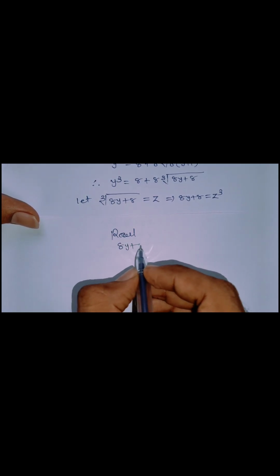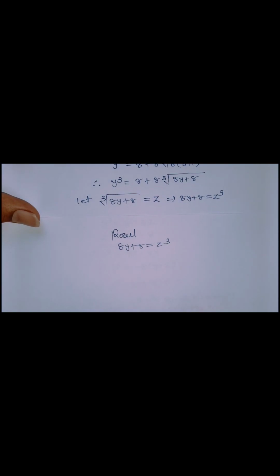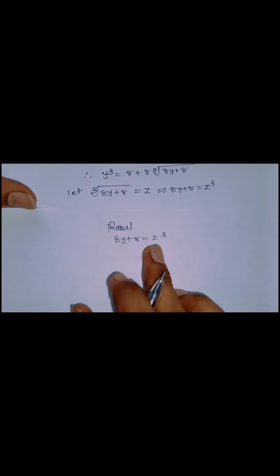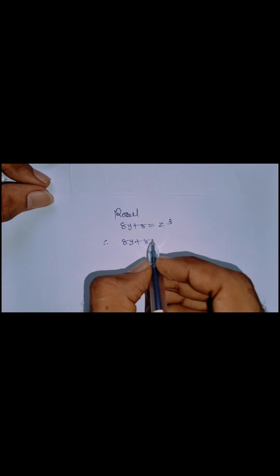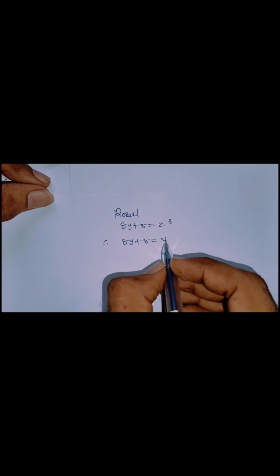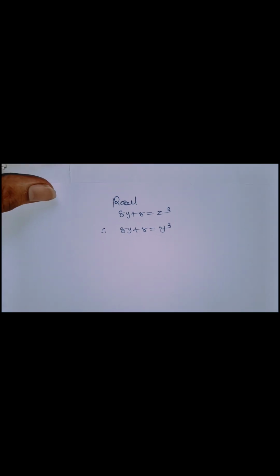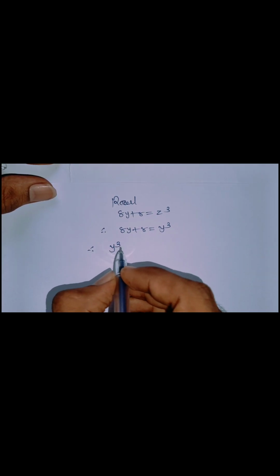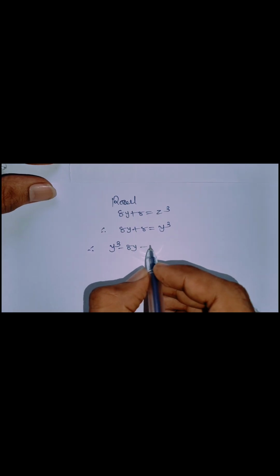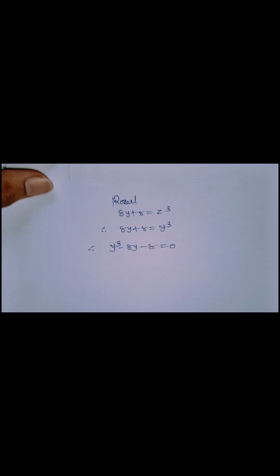8y plus 8 equal to z cube. Now put z is equal to y. Therefore this is 8y plus 8 equal to y cube. Now move the whole part to this side, with a minus sign, meaning y cube minus 8y minus 8 equal to 0.